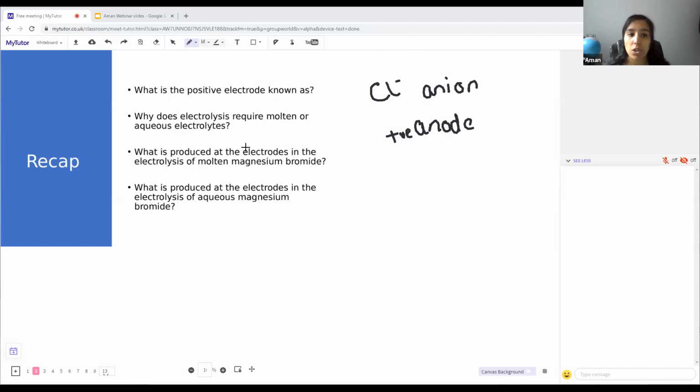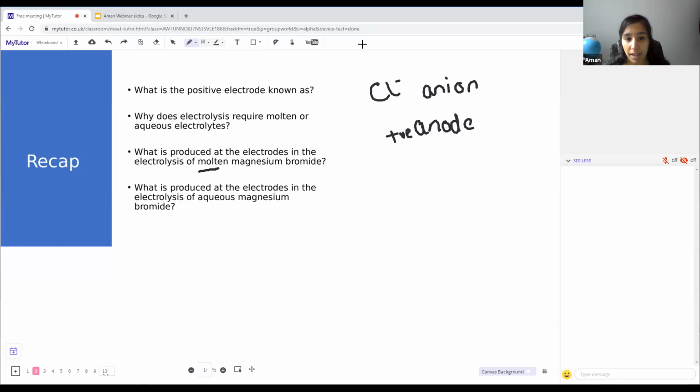Excellent. What is produced at the electrodes in the electrolysis of molten magnesium bromide? The key word there is molten. So molten magnesium bromide, what's produced at the cathode and what's produced at the anode? Good. I've had a couple of correct answers so far. I'll wait another couple of seconds for anyone else to answer. Remember, molten magnesium bromide. The way I described it last week was to say that molten is the easier one to remember, just because usually it's what's in the question that's produced.